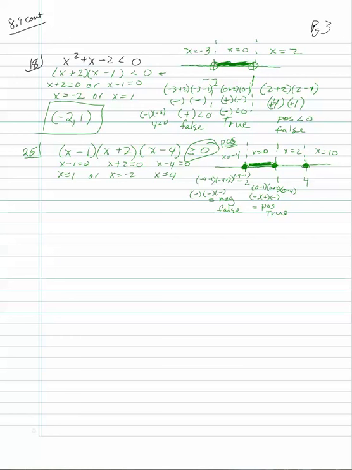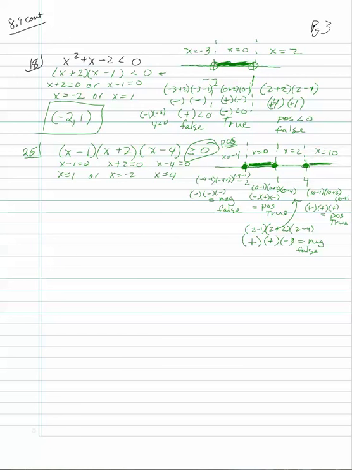So for this next interval, I'm going to do 2, so it's 2 minus 1, 2 plus 2, and 2 minus 4, which will get me positive, positive, negative, which gives me a negative number, which is false. And then for 10, I'm going to get 10 minus 1, 10 plus 2, times 10 minus 4, which will be positive, times a positive, times a positive, and that's going to be true.